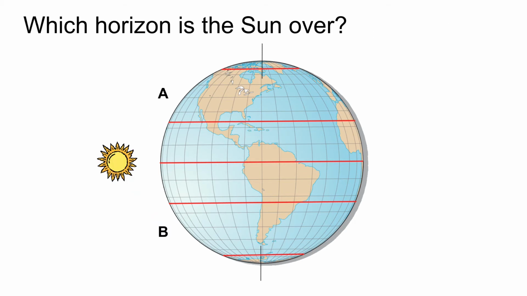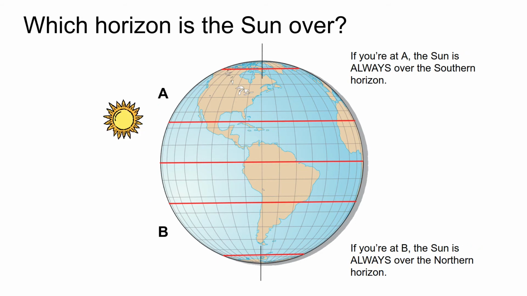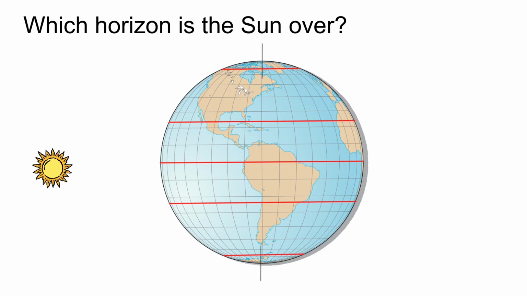So, which horizon is the sun over? If you were at A, the sun is over the southern horizon. You're looking south. If you're at B, the sun is over the northern horizon because you're looking north. In fact, if you're at A, it doesn't matter the season. The highest north the sun's going to go is the Tropic of Cancer. So if you're north of the Tropic of Cancer, the sun is always over the southern horizon. Same deal. If you are south of the Tropic of Capricorn, the sun is always over the northern horizon.